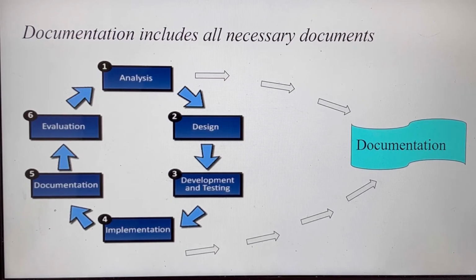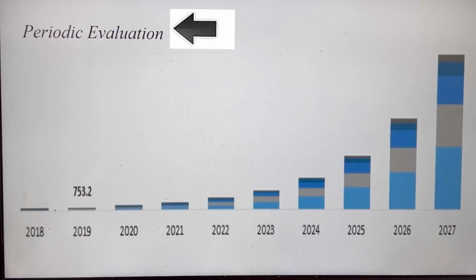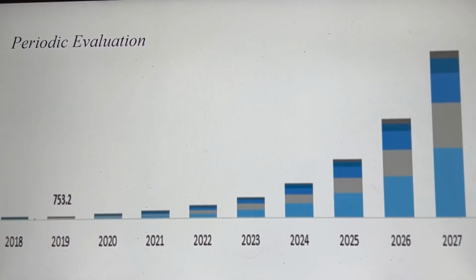So after the documentation, finally, we have the evaluation. Evaluation is the final step of system analysis. The system analyst should consider the perspective of developers and users. This also includes periodic evaluation over weeks, months, and years. So you see these periodic evaluations, from 2018 they're going to start to evaluate the new system. This is where they're going to see what the improvement is. Does the new system improve or help the company's operations? So those are the 6 steps of system development and design.